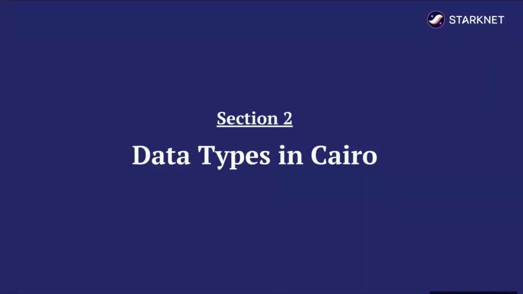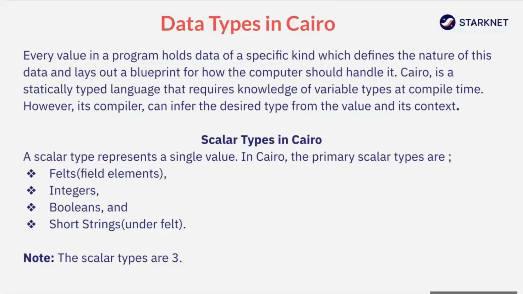Diving into section 2, data types in Cairo. Every value in a program holds data of a specific kind, which defines the nature of the data and lays out a blueprint for how the computer should handle that particular data. We should all be familiar with other programming languages having various data types. Same with Cairo too.